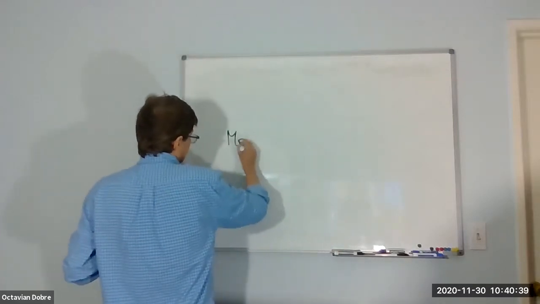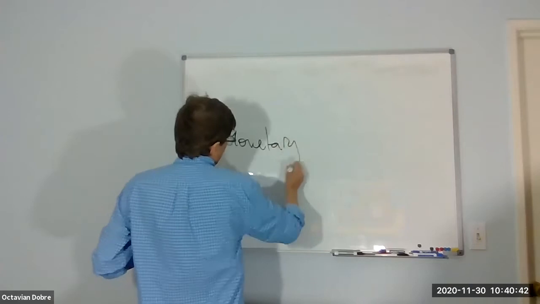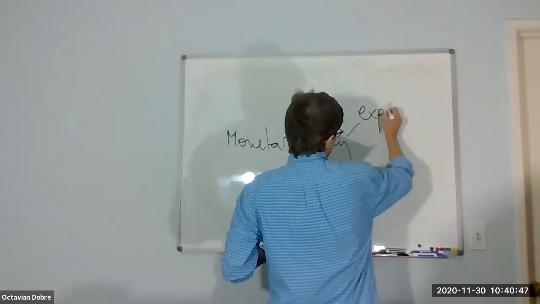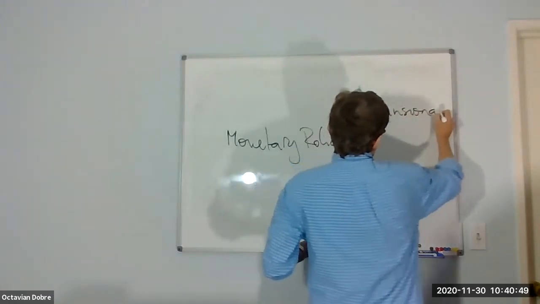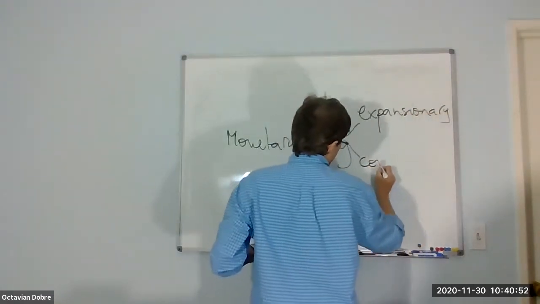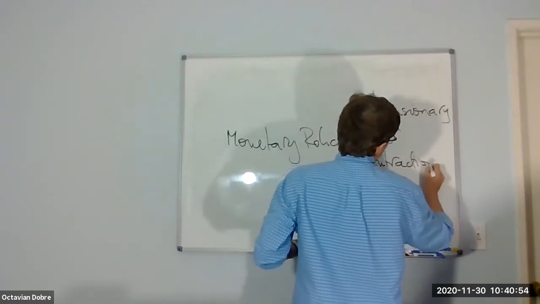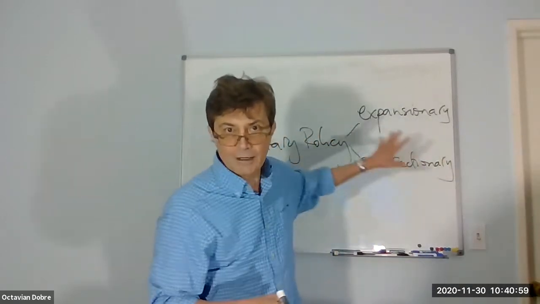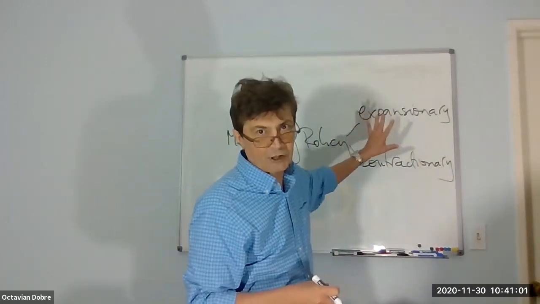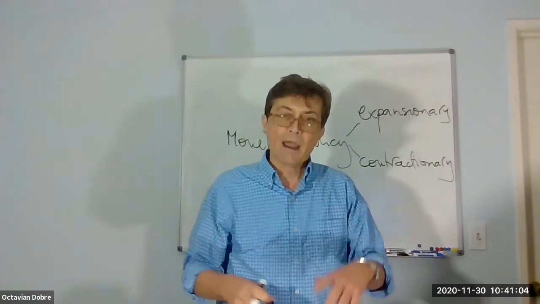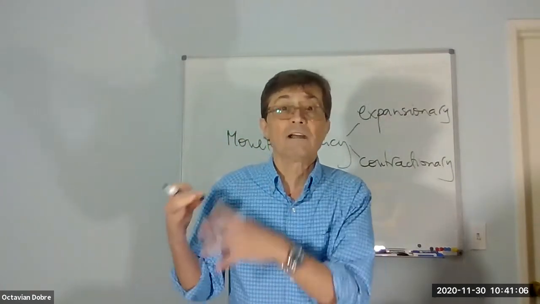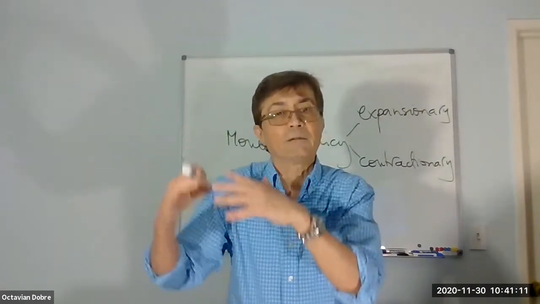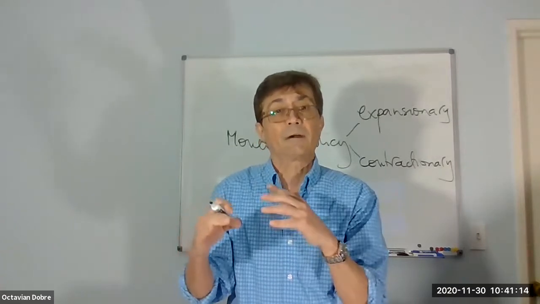So monetary policy can be expansionary or contractionary. So when the economy is hurting, the Fed is going to pursue expansionary monetary policy. And when the economy is doing really, really good, it's overheated, then the Fed pursues contractionary monetary policy.